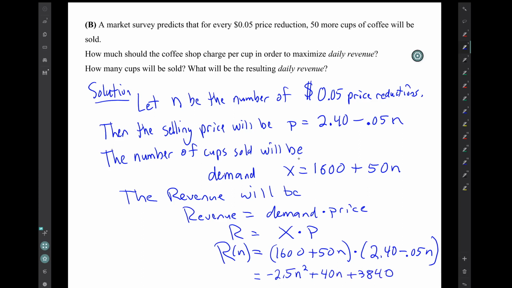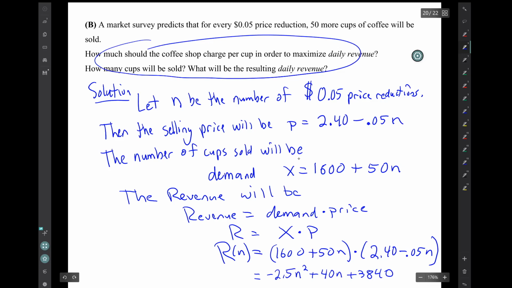Now the question is, how much should the coffee shop charge per cup in order to maximize daily revenue, and how many cups will be sold? Well, the key to both of those is to figure out how many times they should lower the price. That is, find the value of n that maximizes the revenue. We'll do that on the next page.